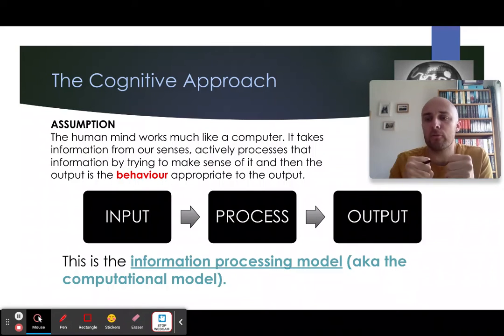An absolutely crucial thing to write down here is that the cognitive approach is brilliant at explaining individual differences: why we put all humans into the same environment, the same situation, and yet the behavior is really, really different. The cognitive approach is a fantastic explanation for this.